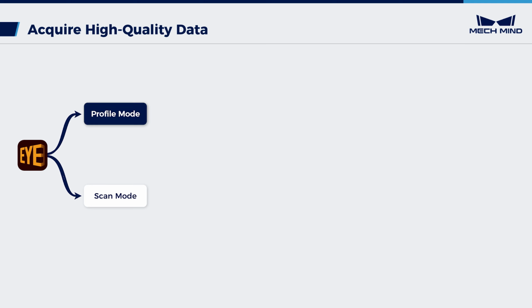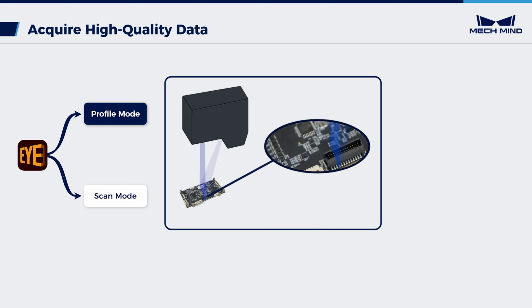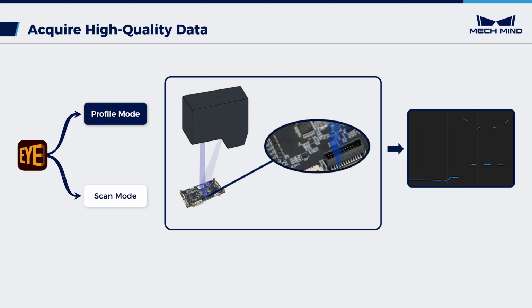In profile mode, the laser profiler scans specific positions of the target object. This ensures the image quality of a single profile and provides essential data support for subsequent scans.